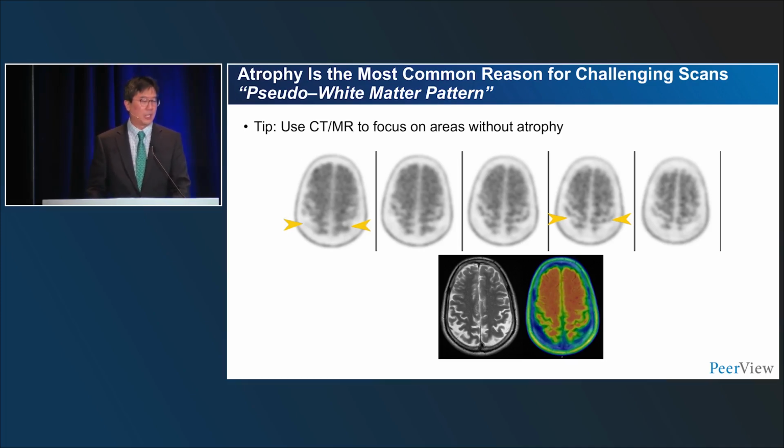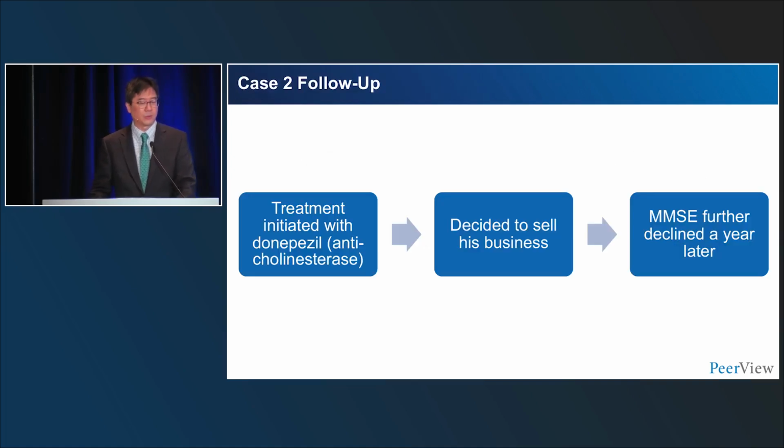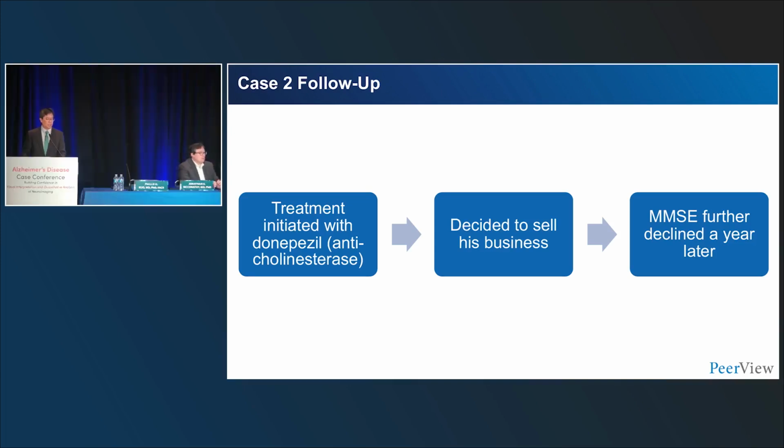So it's probably the most common reason for a challenging amyloid PET is atrophy. And my best advice is to use your anatomical imaging and just avoid interpretation of areas that are atrophied and focus on the areas with no atrophy or relatively less. And this patient was treated with the symptomatic pharmaceutical donepezil, decided to sell his business before he would ruin it to help with his financial situation. And unfortunately, his MMSE further declined a year later and subsequently further even after that.